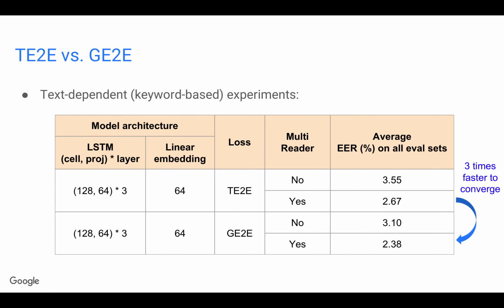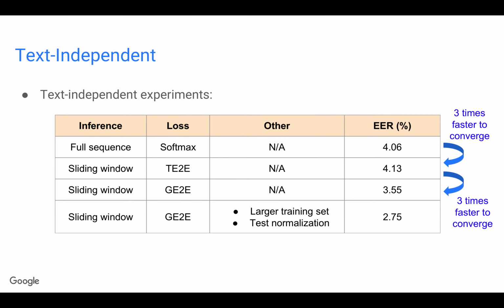The second table is a comparison between tuple end-to-end loss and generalized end-to-end loss, which is also for keyword-based experiments. We see that even when the neural networks have exactly the same topology and embedding dimensionality, no matter whether we are using multi-reader or not, generalized end-to-end loss is significantly better than tuple-based end-to-end loss, and at the same time, it is 3 times faster to converge than tuple end-to-end loss.